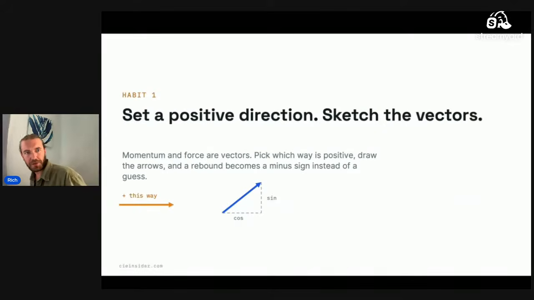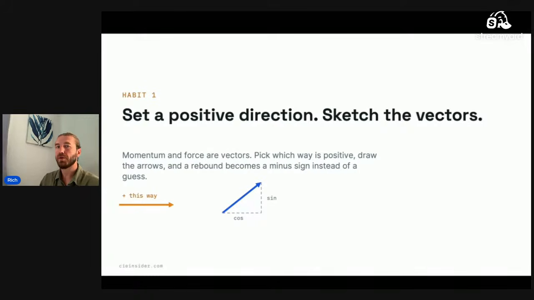Okay, so the first, I just want to really get these habits nailed down so that you're clear on what you should and shouldn't be doing. If you can then be consistent with this, you'll notice that it eliminates a lot of your small little errors that are costing you marks. So momentum and force, as examples, are obviously vectors, but this can be for any vector additions really.